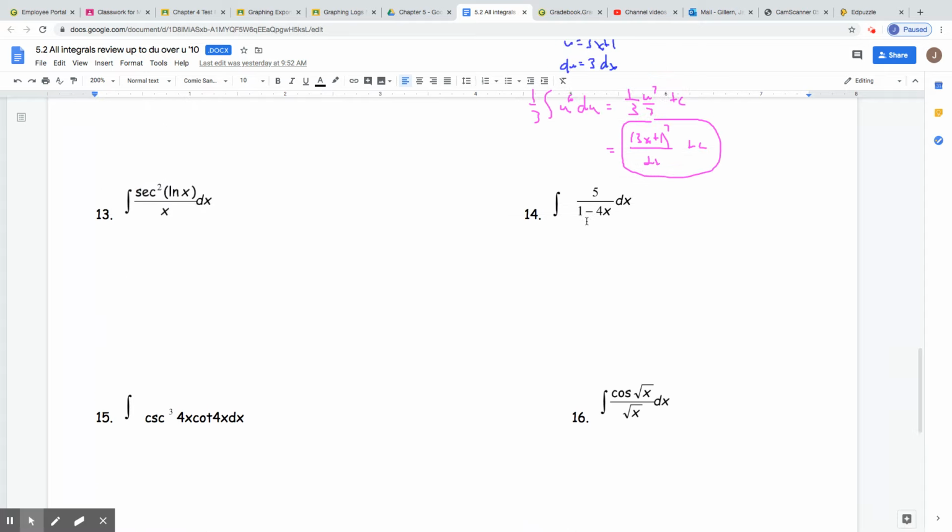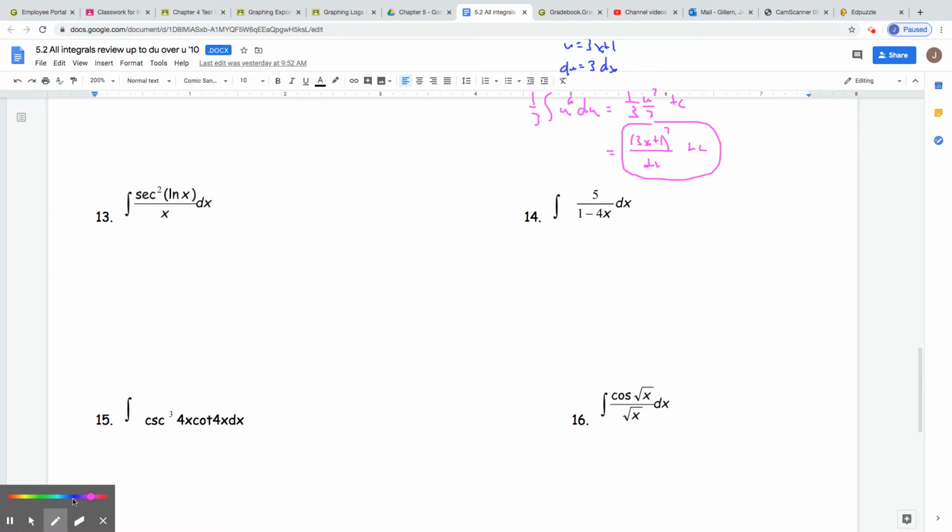All right, 14. With 14, I don't have a quantity raised to a power, I don't have a radical, but I do have a fraction. So let's try u as whatever is in the denominator. So u is 1 minus 4x. The derivative of 1 minus 4x is negative 4 dx.